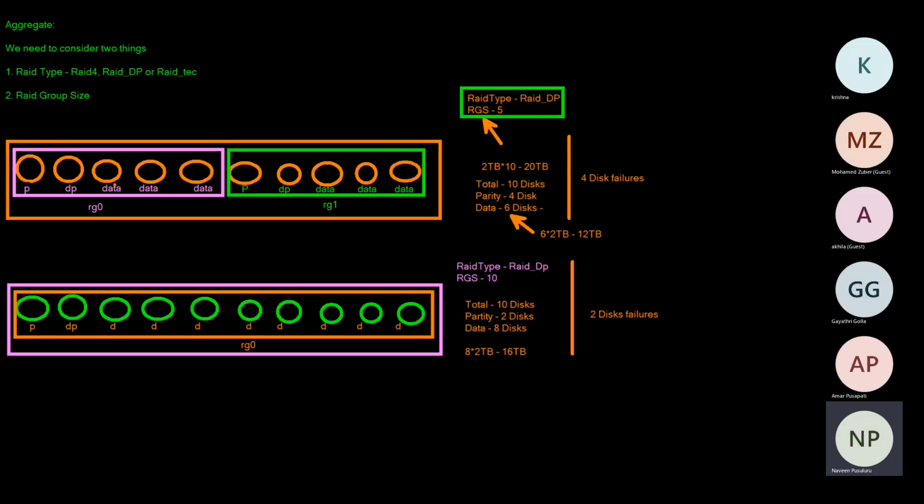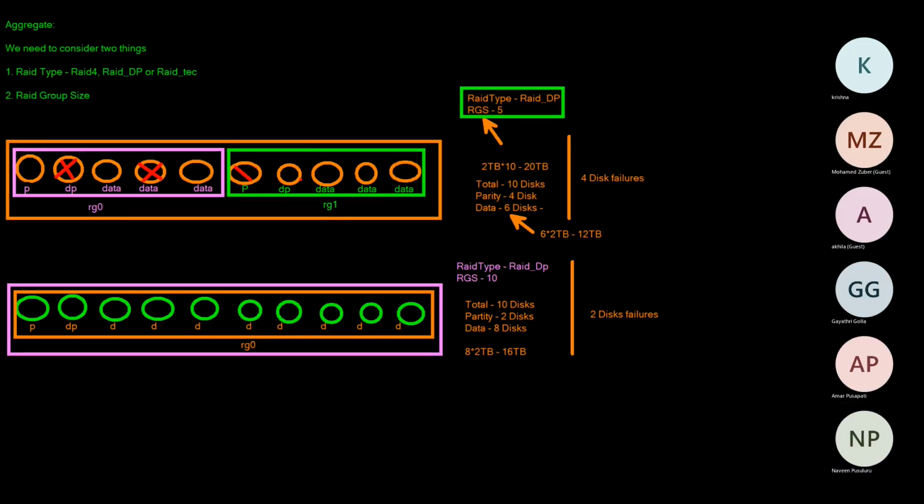Right? For example, here this disk got failed, this disk got failed, and this disk got failed, and this disk got failed. No problem, because I told you, right? Write DP can sustain 2 disk failures, not an issue. I don't have any data loss.